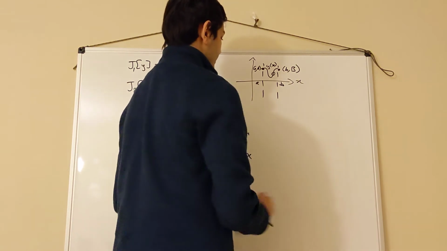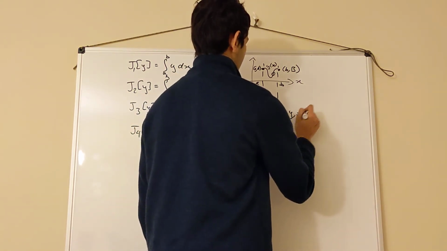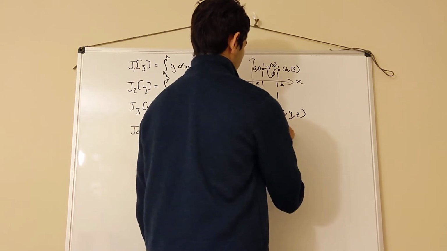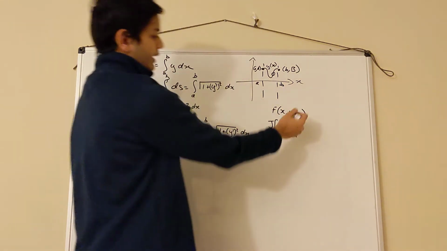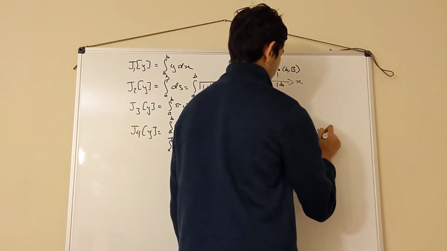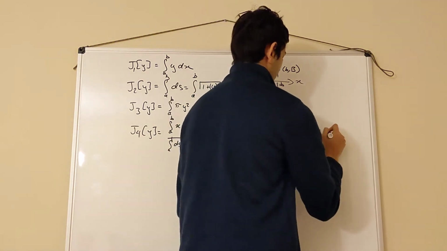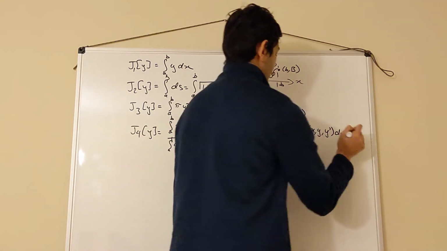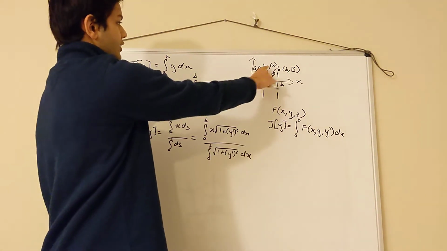So we're going to take some function f of three variables x, y, and z, and we're going to consider J of y, which is the integral from a to b, and you know what a and b are, of f of x, y, and y prime. And then usually you'll have some conditions on y. So for example, here you're fixing the endpoints.